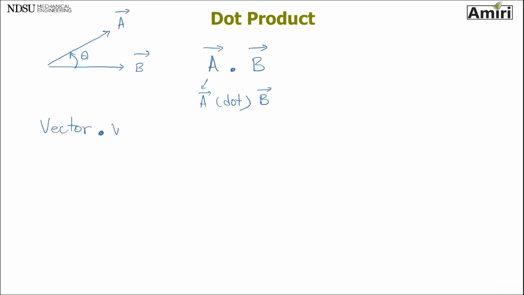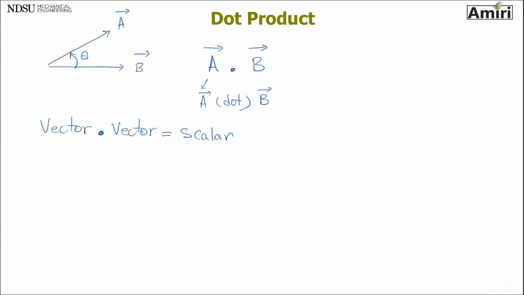I have vector A, I have vector B, they have an angle theta. Dot product of these two is A dot B, and we read it as A dot B. A is a vector, B is a vector, a vector dot another vector results in a scalar, results in a number.